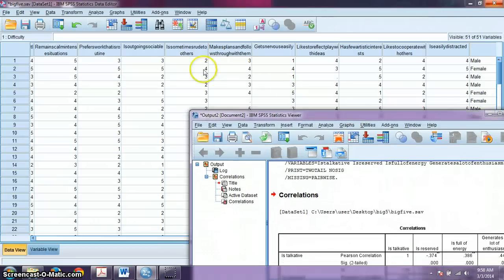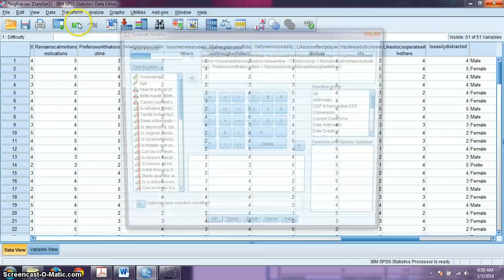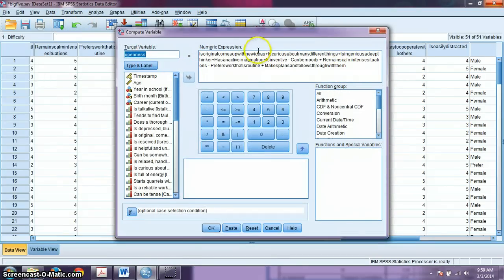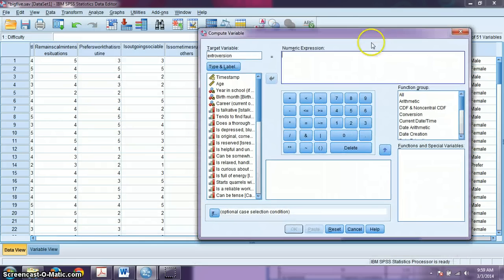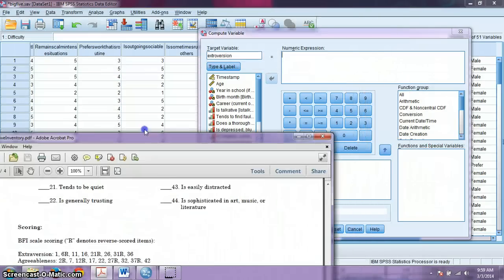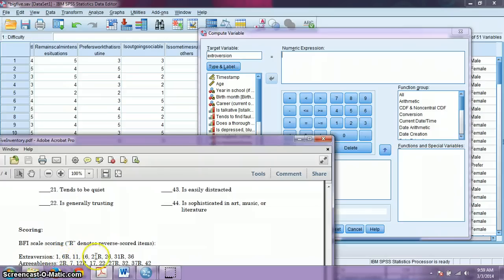And to do that within SPSS, we can go to Transform, Compute Variable. There's already an expression here coded for one of the openness factor. But what you need to do is first type in the new personality variable name. So I'm going to do the extroversion one, and then you just write a formula, sort of like a calculator. If we want to do extroversion, it's 1, 6, 11, 16, 21, 26, 31, 36, and that's 1, 2, 3, 4, 5, 6, 7, 8. Items 2, 5, and 7 are reverse coded.